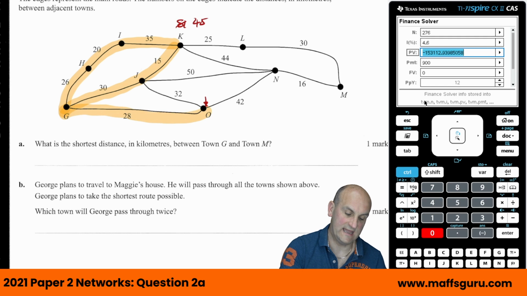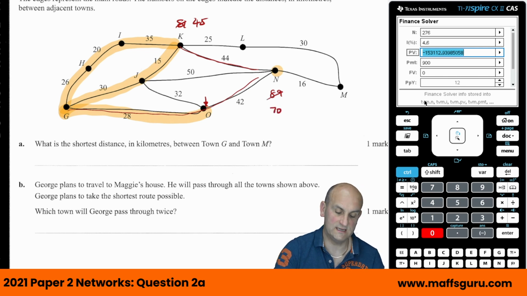What about to get to N? What is the quickest distance to get to N? Well, again, I can take my 45, add on my 44, which gives me 89. Okay, but is there a quicker way of getting there? Yeah, well, 28 plus 42. So the 28 plus the 42 gave me 70.